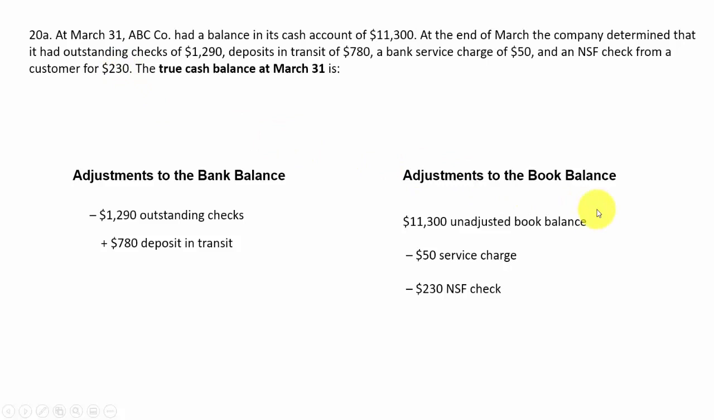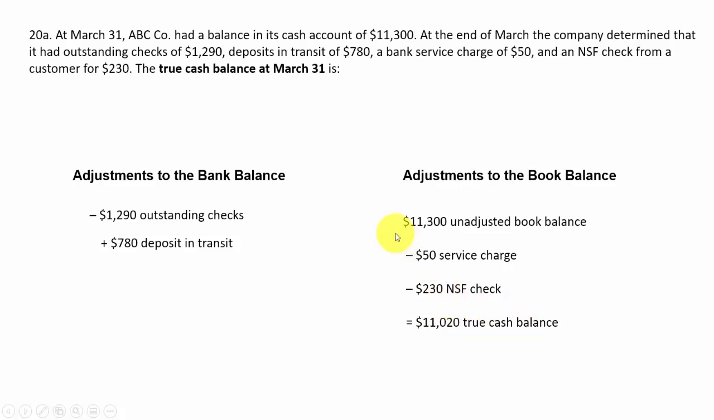And then we have an NSF customer charge of $230, so we'll deduct that from the book side. Now, this is an interesting little question because they want to know the true cash balance at March 31st. Well, you don't have a beginning unadjusted bank balance over here. I put these over here just to show you where they would go, but you don't really have anything to subtract them from or add them to. But you do have information over here on the book side. You started with an unadjusted balance. These are the things that affected the books. So we'll adjust these, and we end up with a true cash balance of 11,020, and that's the answer we're looking for here.